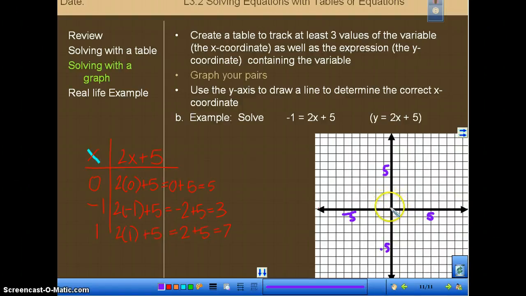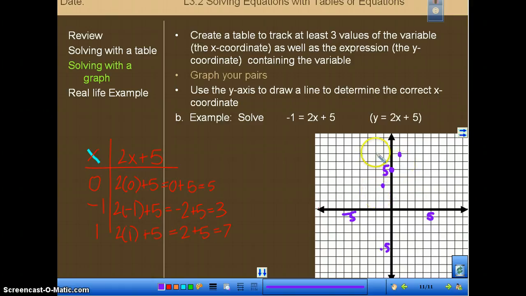We've got a point at 0, 5. Locate that on the graph. Go ahead and enter. We've got a point at -1, 3. Locate on the graph, go ahead and enter. We've got a point at 1, 7. From these 3 points, it appears that we've actually got a pretty good line going here.